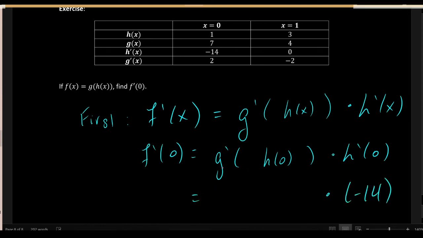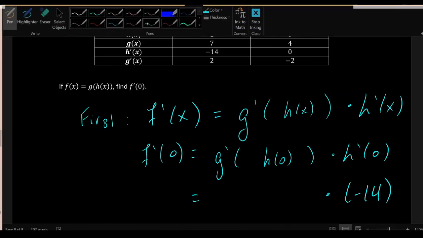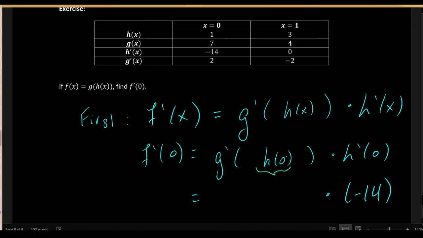Now when it comes to this first factor, g prime of h of 0, I am going to have to be a little careful. Because when you're working with mathematics and when you're working with functions, you have to work your way from the inside out. So the first thing that I need to do is figure out this innermost quantity. What is h of 0? h at 0 is given by 1 here. When x is 0, h of x is equal to 1.